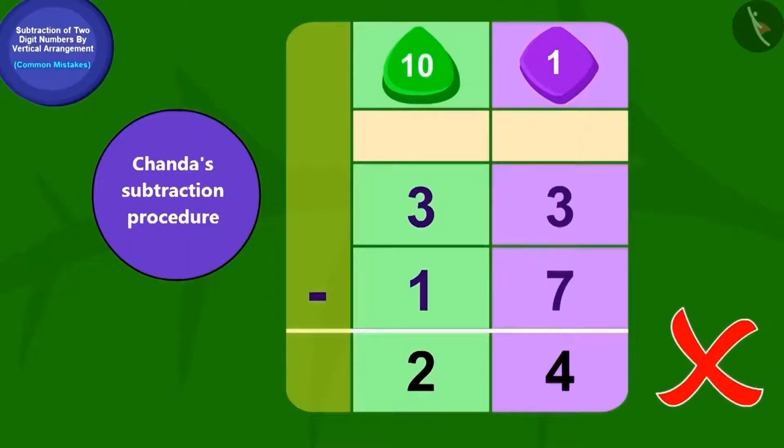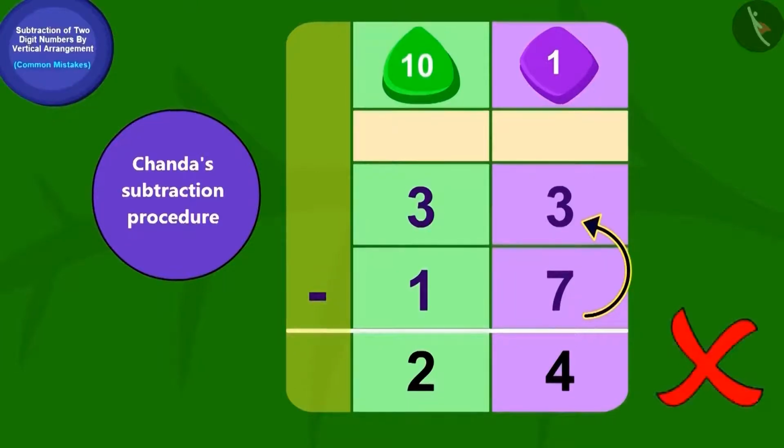Absolutely correct. Chanda's answer is wrong. While subtracting, Chanda subtracted 3 ones of 33 from 7 ones of 17. Is this the correct procedure? While subtracting, we should subtract the digit of the smaller number from the digit of the larger number. Did Chanda do this while subtracting? Chanda subtracted the bigger number from the smaller number. That's why Chanda's answer is wrong.